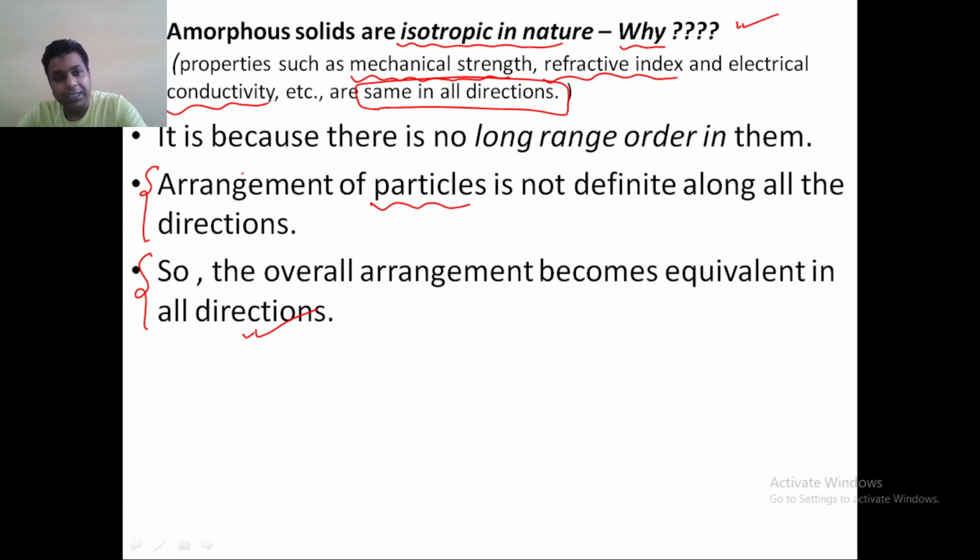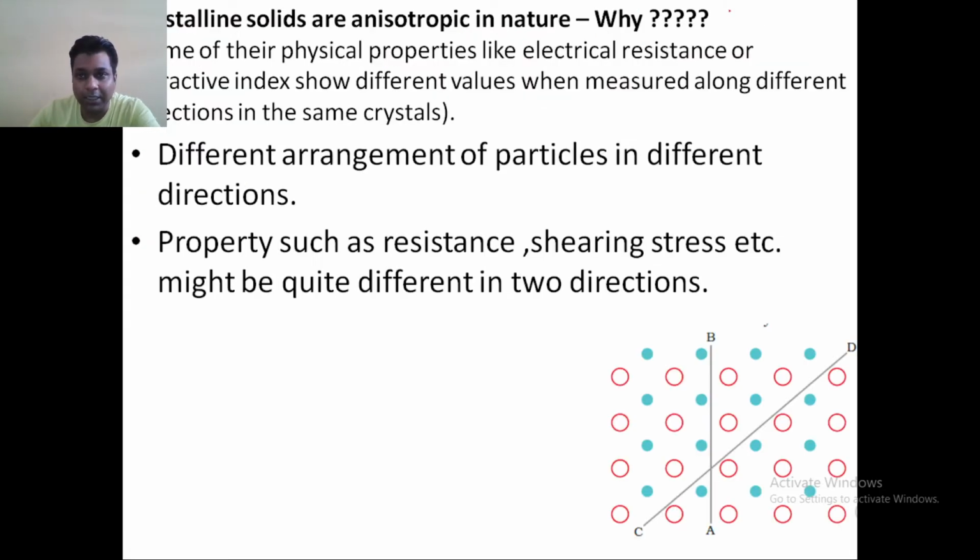Now, next I have taken another conceptual question: crystalline solids are anisotropic in nature. Again the question comes, why? You can understand the answer with the help of this figure. This is the structure of a crystalline solid. Here I have taken 2 lines, or you can say 2 planes, AB and CD.